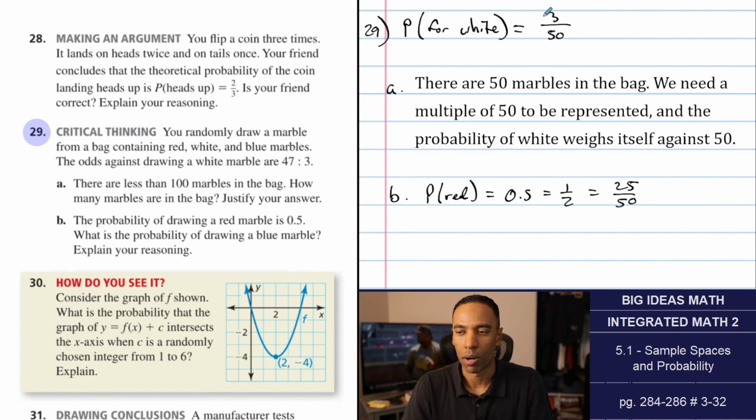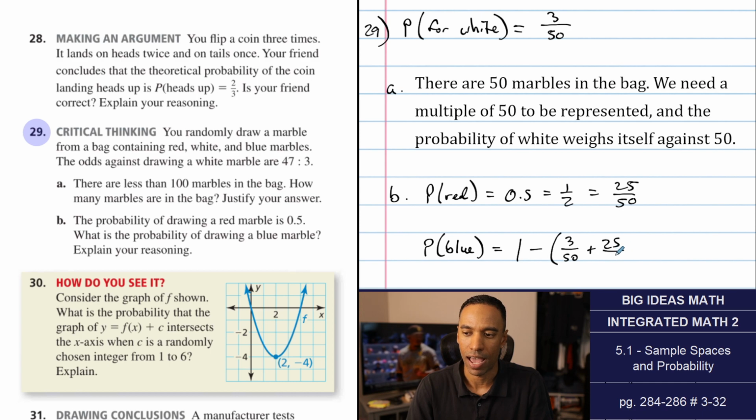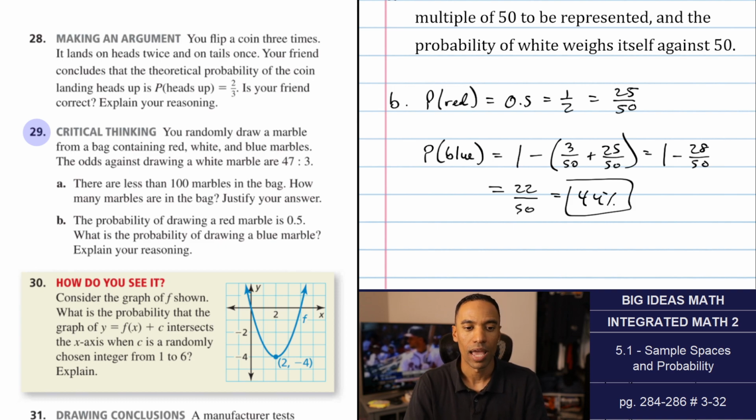So if drawing a white marble is 3 out of 50 and drawing a red marble is 25 out of 50, the probability of blue is 1 minus the probability of white or red. So 3 plus 25 is 28, and 1 minus that is 22 out of 50. I don't know if we need to write that other number there, but that'd be 44%. A 44% chance of drawing a blue marble. As red is 50%, we get 44 from that set there.